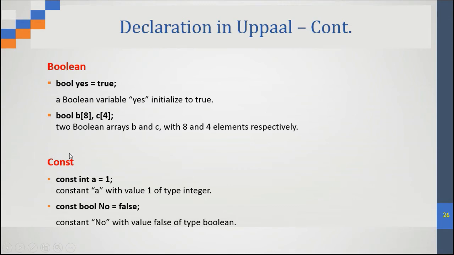Constant actually is not a new type, but this keyword comes with other types. In the first declaration here we declare one variable, a, and it takes the value 1. But since we declared it as constant, that means this variable takes only this value. Similar to the integers, here we declare a variable whose name is no, and the value is false, and only false, because we declared it as constant.